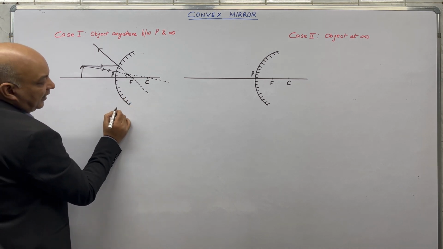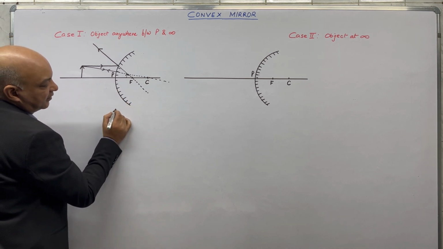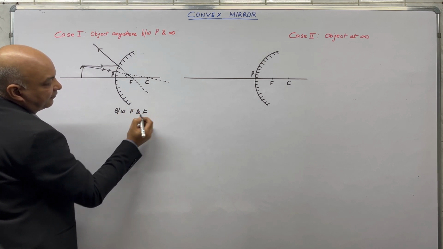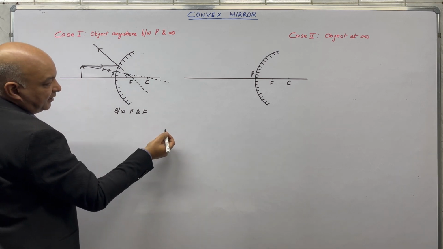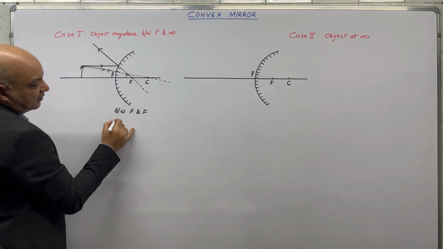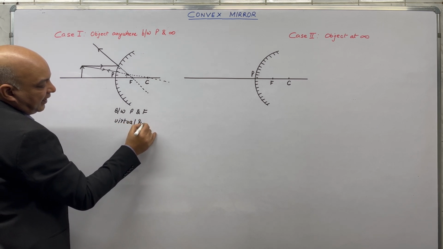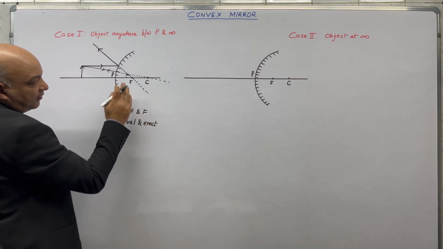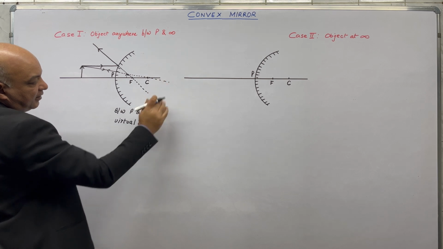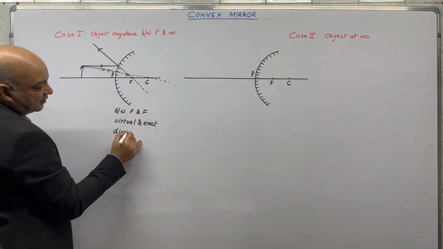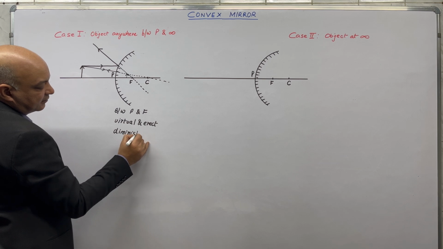So here the image formed is between P and F behind the mirror. It is virtual and erect. Virtual because behind the mirror, and it is diminished, means smaller in size.